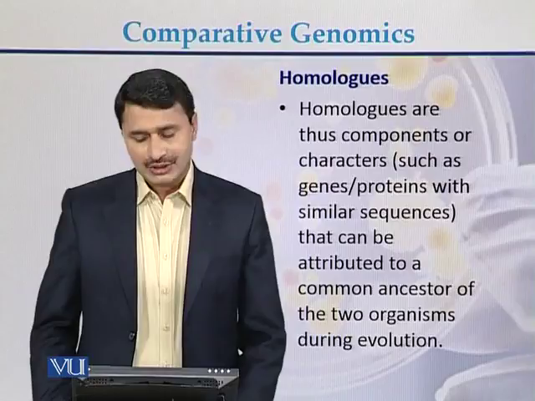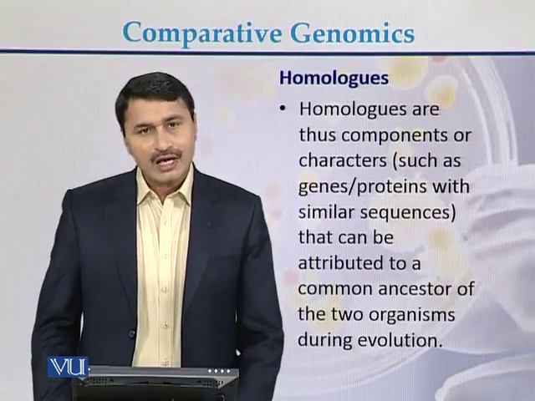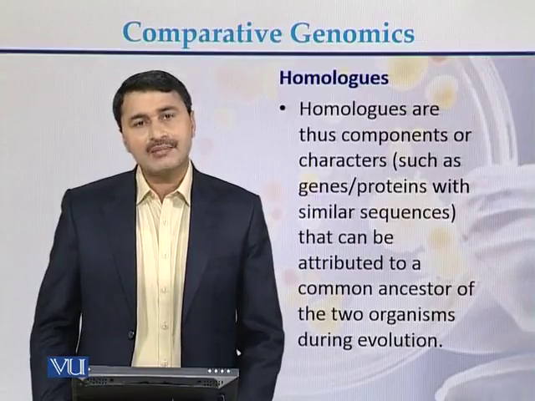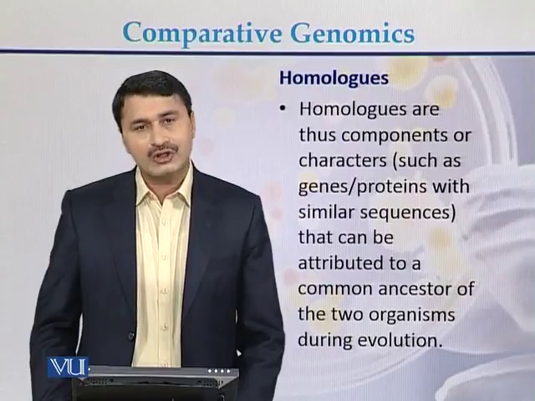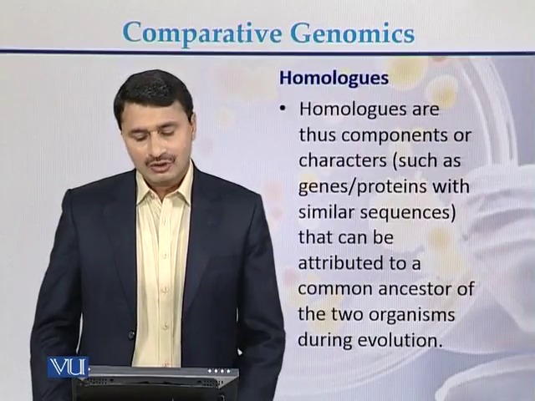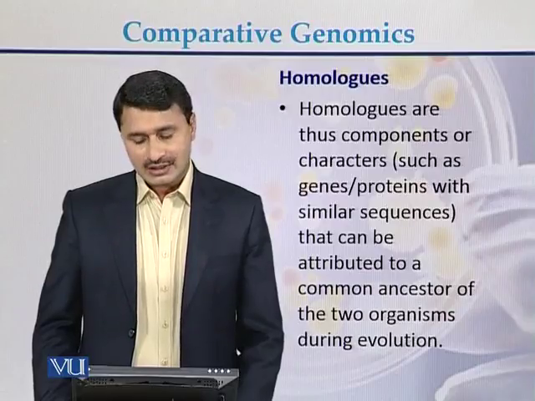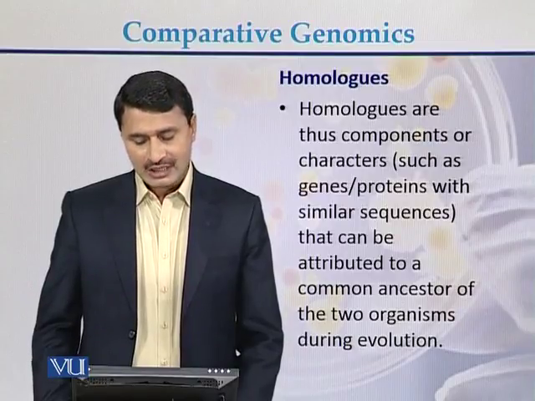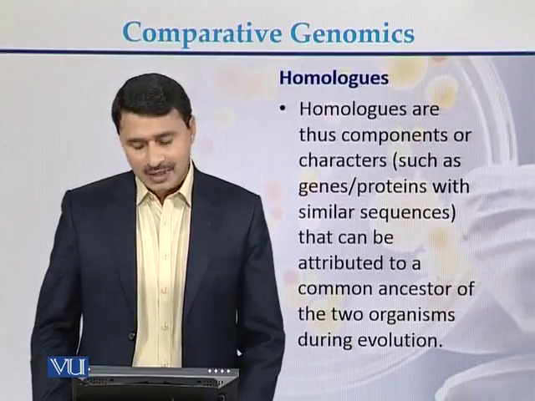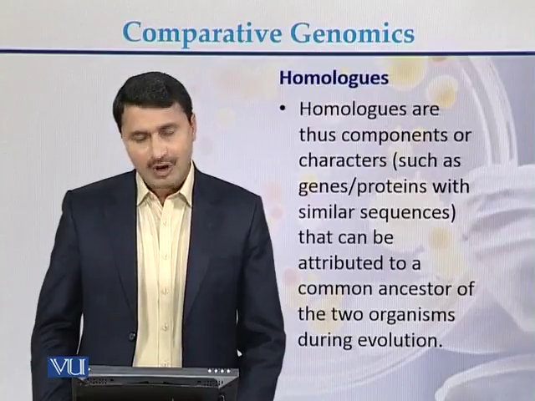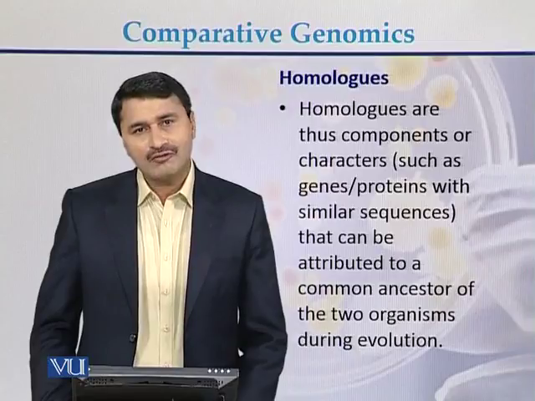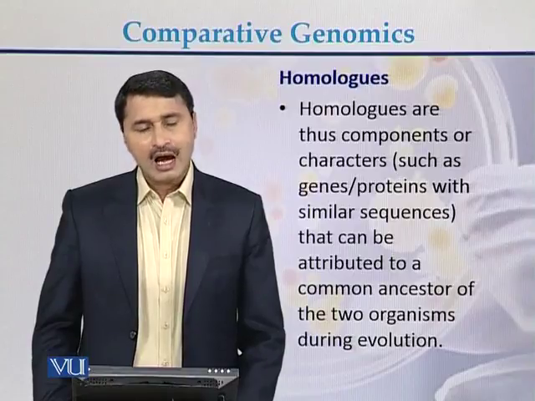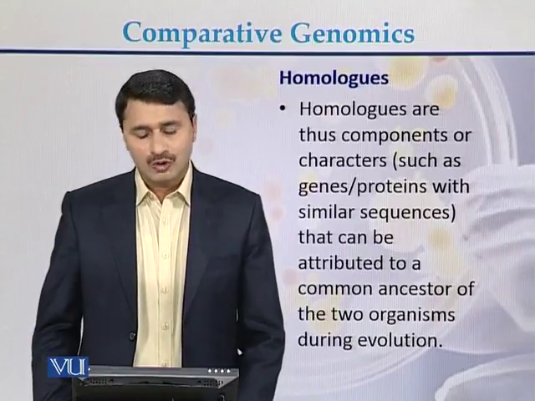So what are homologies? Homologies are components or characters. Characters can be genes or proteins that can be attributed to a common ancestor of two organisms. If we attribute them to a common ancestor, and they have evolved in two different organisms through the process of evolution, such a pattern is called homologies.